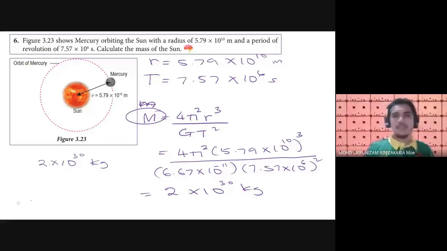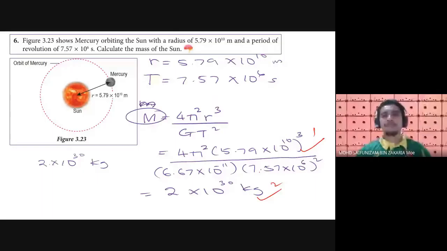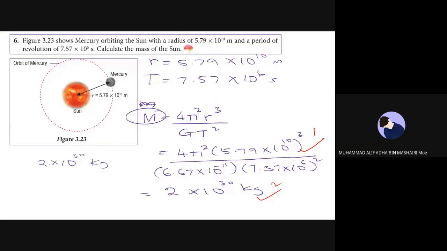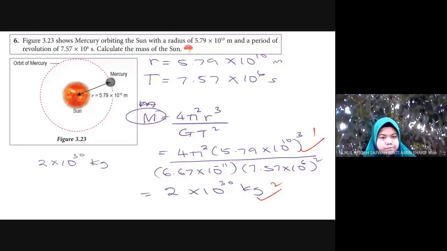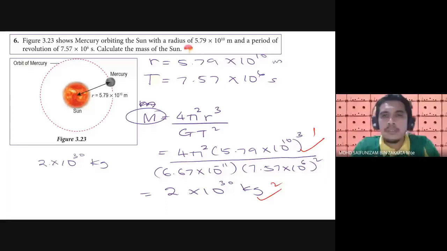Okay, any question to ask for this subtopic? No. Okay, thank you for this lesson. We continue with 3.3.